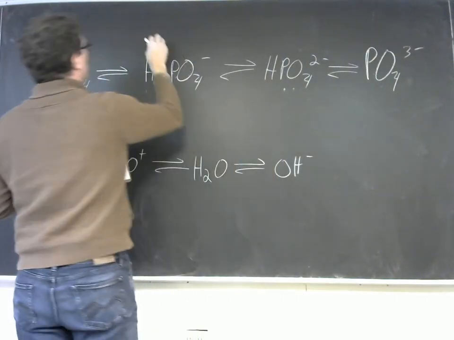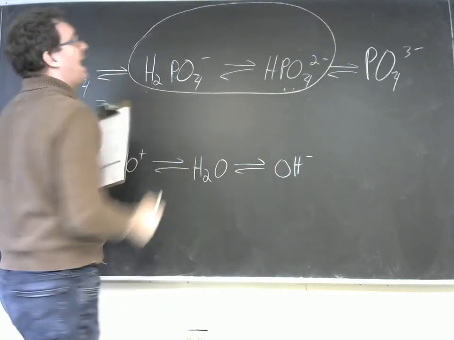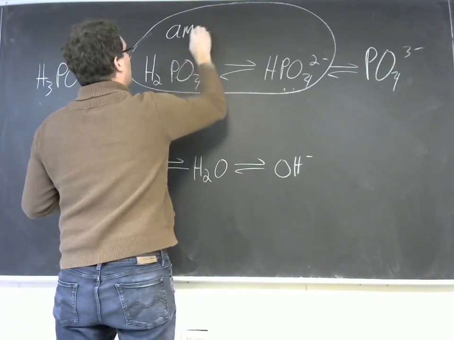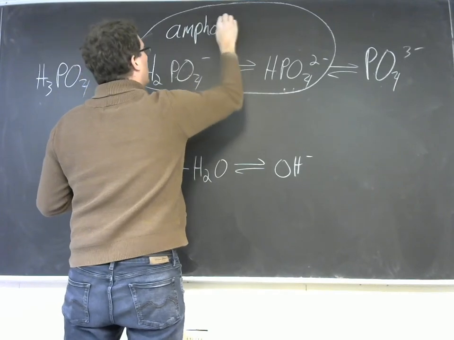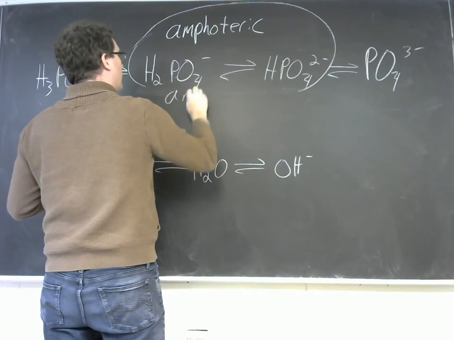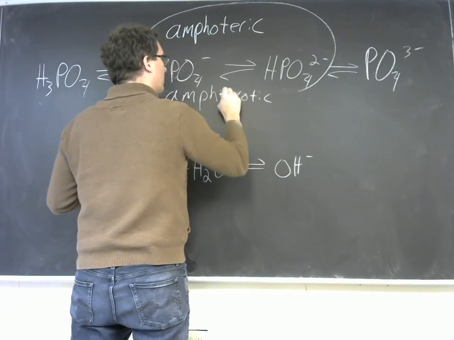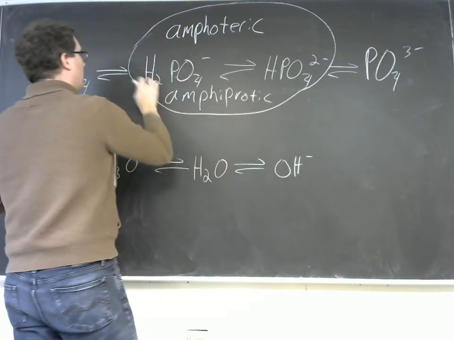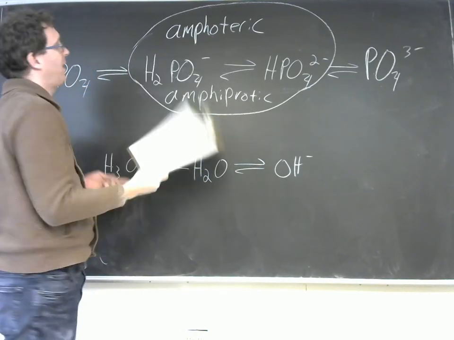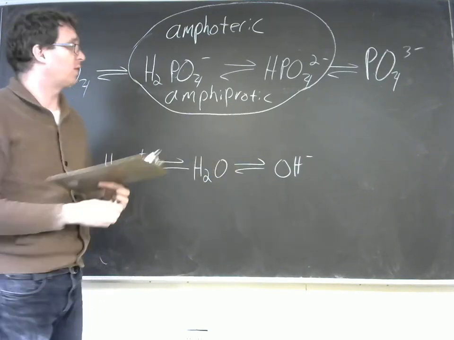So these two, which are capable of acting as either an acid or a base, are called amphoteric. Sometimes they're also called amphiprotic. So just like an amphibian can live on both land and water, amphoteric and amphiprotic species can either donate or accept a proton in reaction.